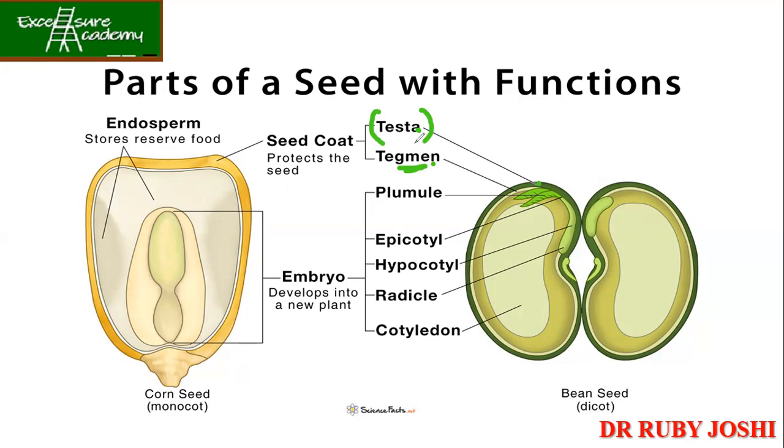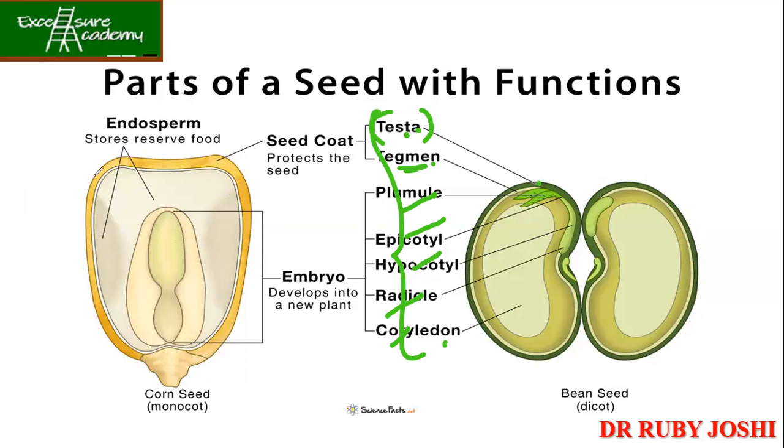But it's good if you're preparing for other higher exams or Olympiads, then you can remember. The seed coat's function is to protect the seed, and it is made up of testa and tegmen. The embryo is made up of plumule, epicotyle, hypocotyle, radicle, and cotyledon. So this was all about the dicot. Now let's see the figure on the left side. Here we have the monocot, and what do we see over here?